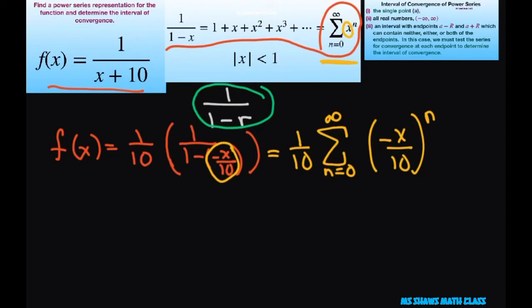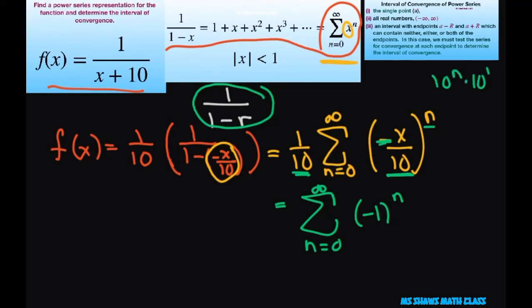If you want, you can simplify this. We're still going to use this, but you could simplify this to the sum, you multiply this through, of n equals 0 to infinity. And for this negative, I'm going to write this as negative 1 to the nth. And then 10 to the nth times 10, so I put a 1 here, is going to be 10 to the power of n plus 1. And then we still have x to the nth power. That's usually how they write it.